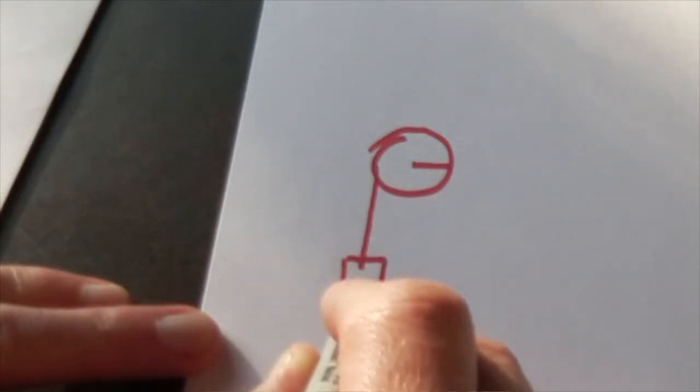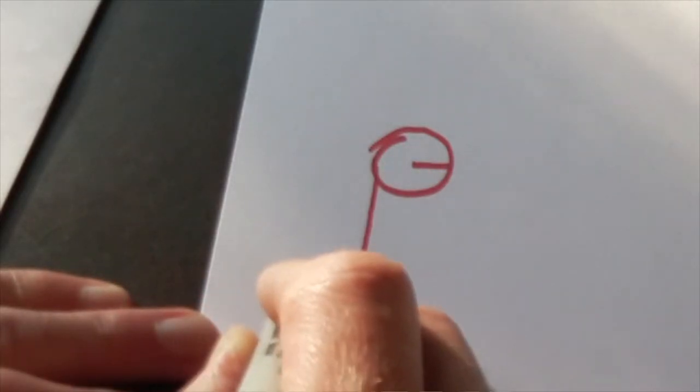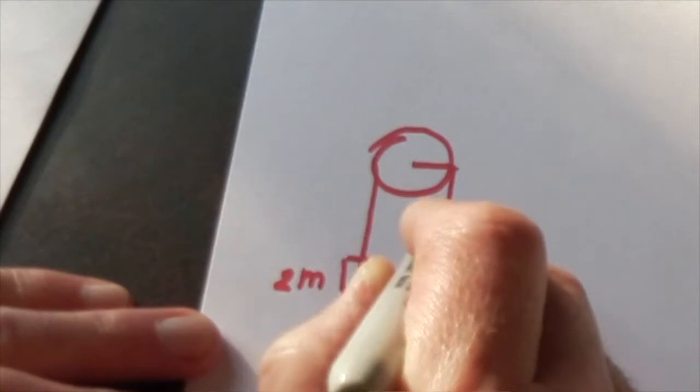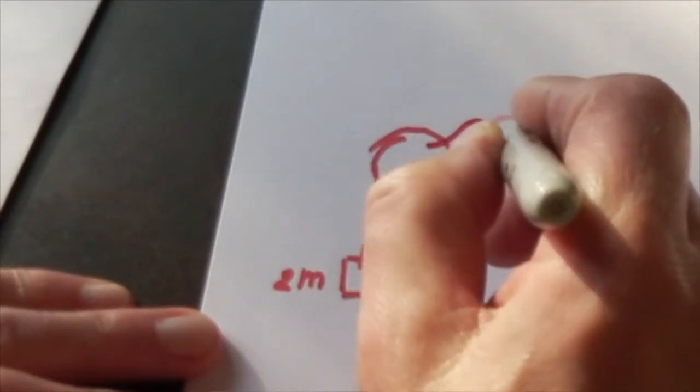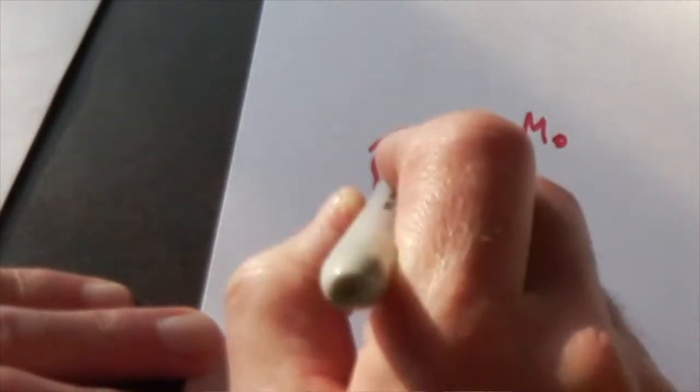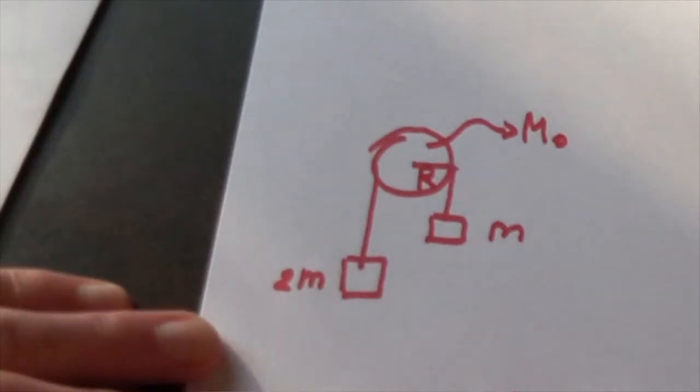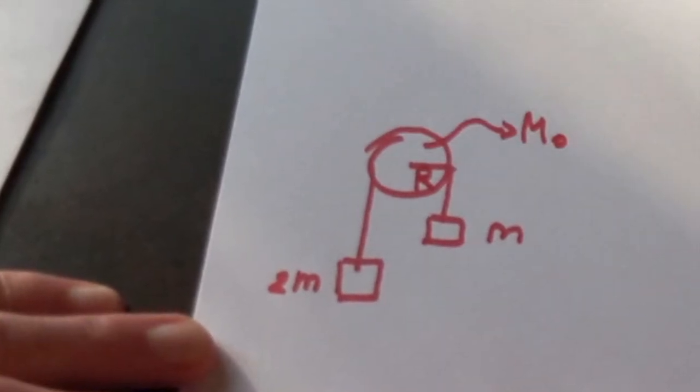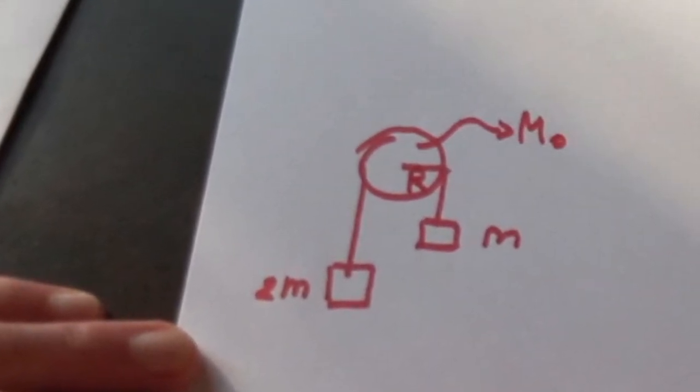Let's see this in an example. Let's consider a pulley. This pulley has a mass m0 and a radius r. From this pulley, we hang one rope and two masses from the rope. Let's assume that one mass m hangs from the right of the pulley at a distance r, and another mass 2m hangs from the left at a distance r.